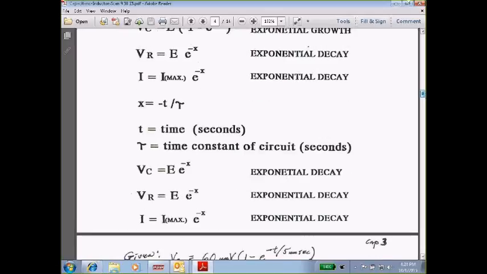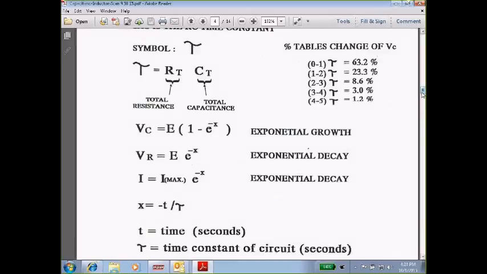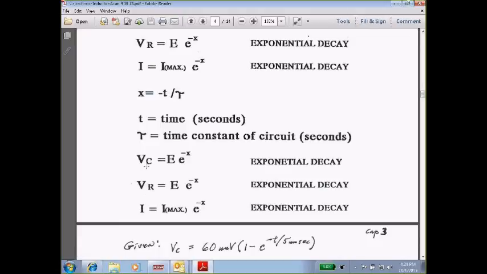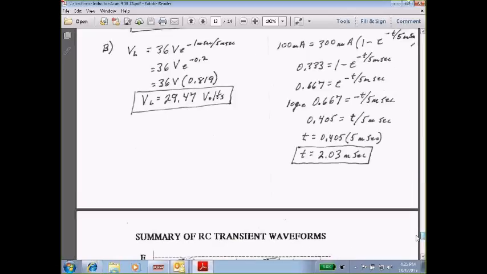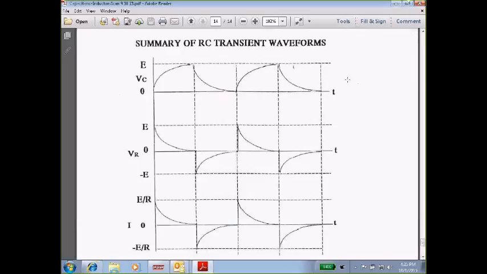Okay. Now, these are for charging, and now we've got the discharging cycle. VC is equal to E, your voltage, times e to the minus x. Voltage for the resistor is the voltage times e to the minus x, and the current is I max times e to the minus x. Okay, now I'm going to scroll all the way down to the very last screen. And I have a picture of RC transient waveforms, looking at that exponential rise and the exponential decay.